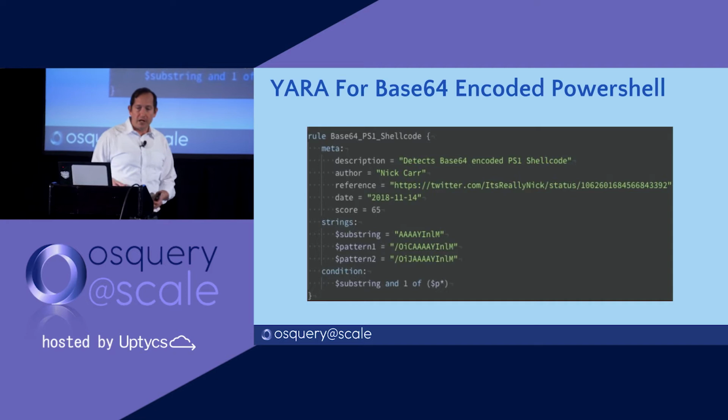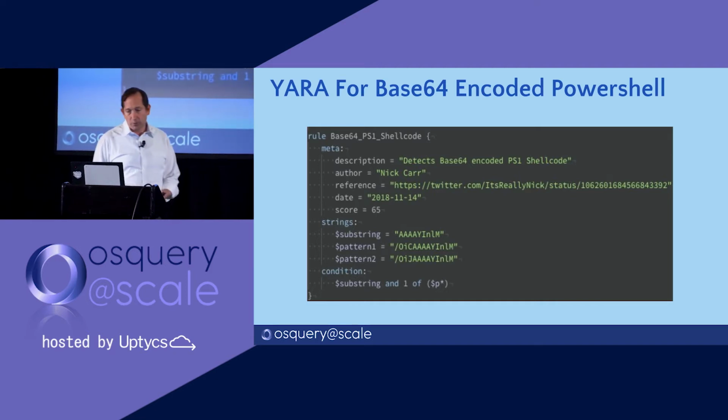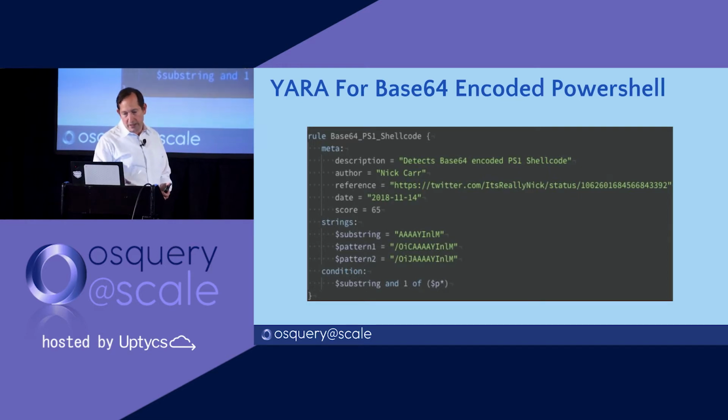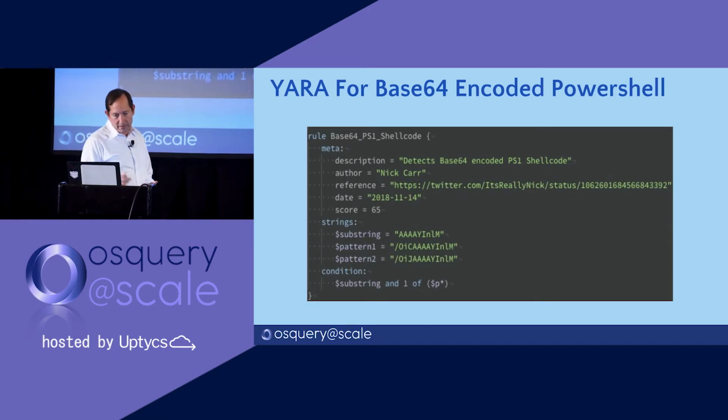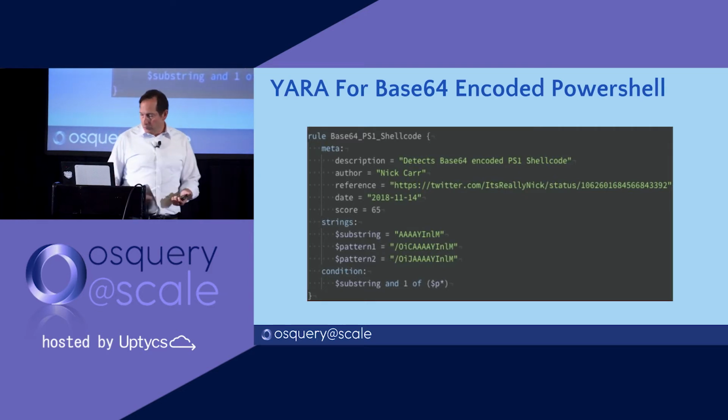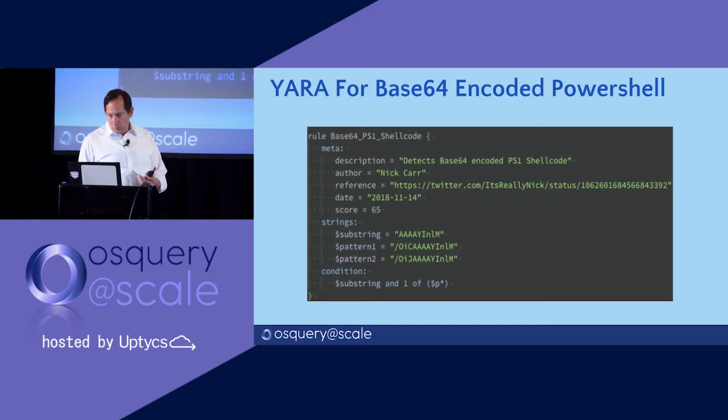Here's one for encoded PowerShell. So if you have a malicious PowerShell executing, it's base64 encoded. This particular rule is looking for this substring here and then one of the following two patterns. So you can run YARA on Windows or on Linux or on Mac.